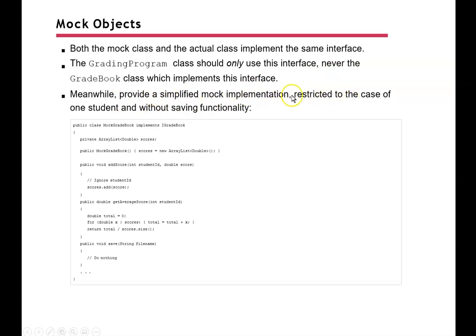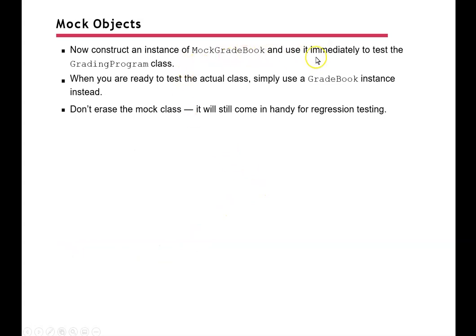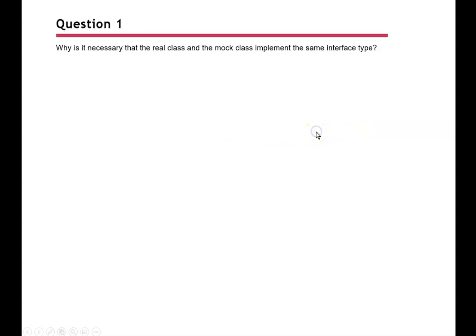Meanwhile, provide a simple mock implementation restricted to the case of one student and without saving functionality. Very simple, very easy to use for testing. Now construct an instance of MockGradeBook and use it immediately to test the grading program. When you are ready to test the actual class, simply use GradeBook. Don't erase the mock class. It can come in handy when you need to do testing later on.